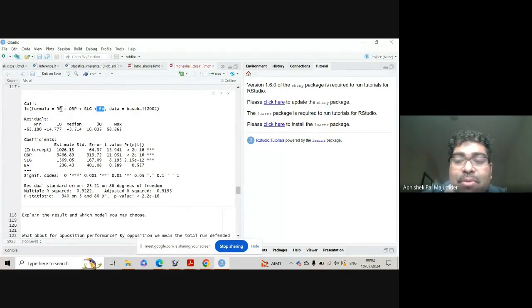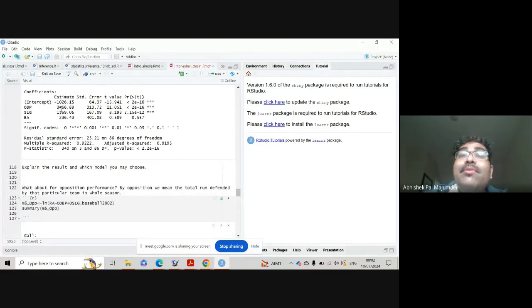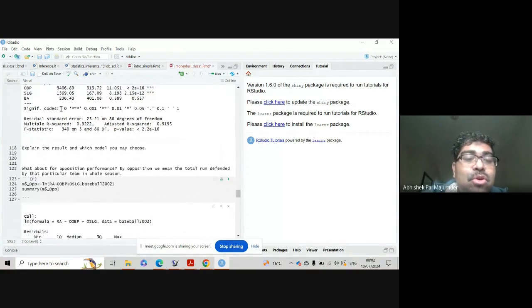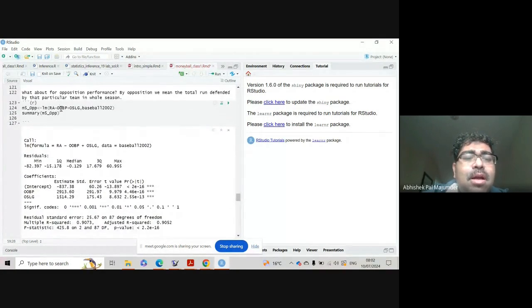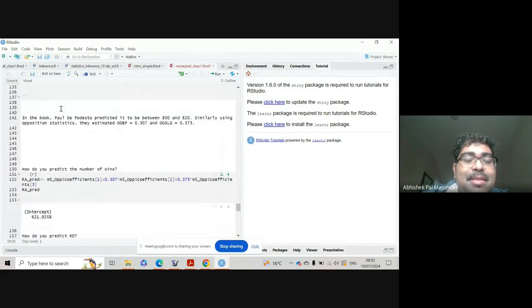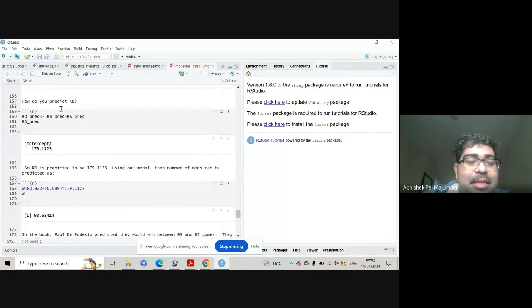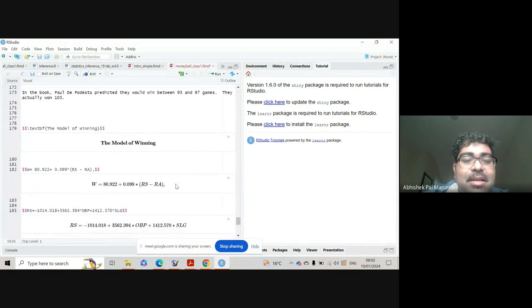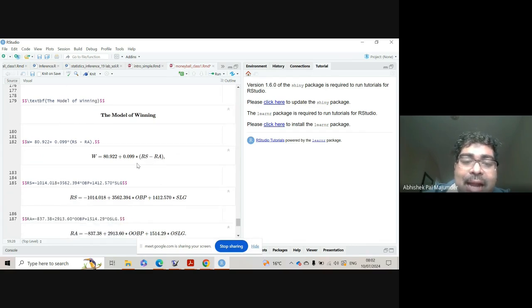Now I'll make it very fast. Remember, total number of run difference is total number of runs scored minus total number of runs allowed. So the formula for winning is: we have the regression line, something constant, plus 0.099 multiplied with the total number of run difference, and then RS has a regression line with OBP and SLG.